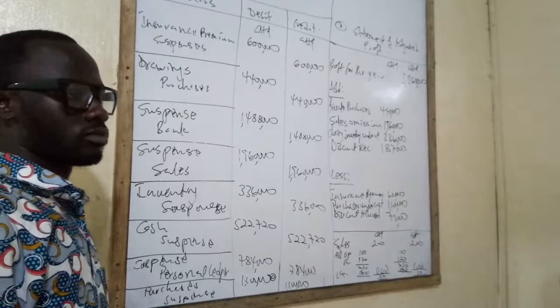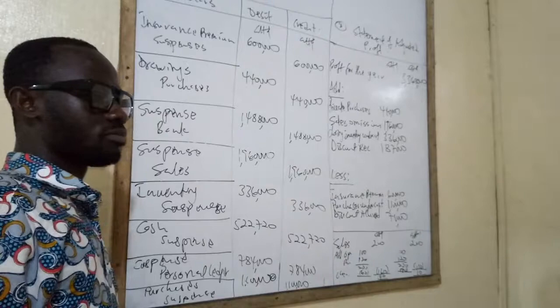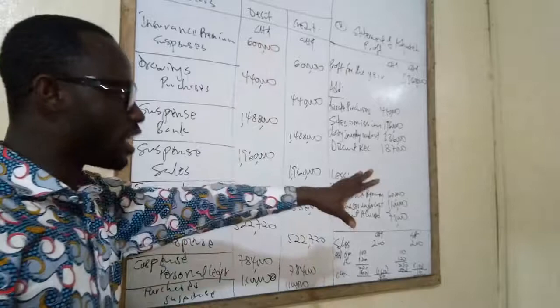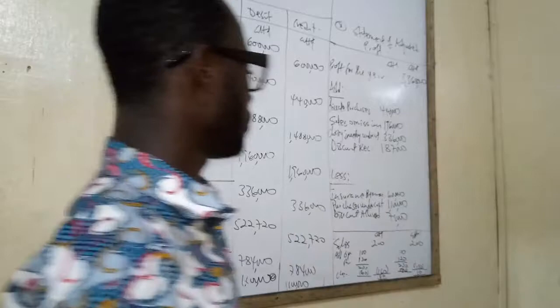In this case, it's in the cash book. So, with the cash book, that's the rule. The one on the debit is discount allowed. The one on the credit is discount received. So, that's all about it. Add all these for me. Let's add it to the profit.